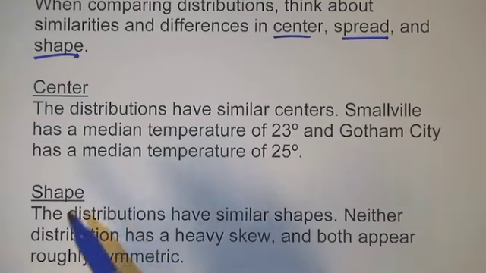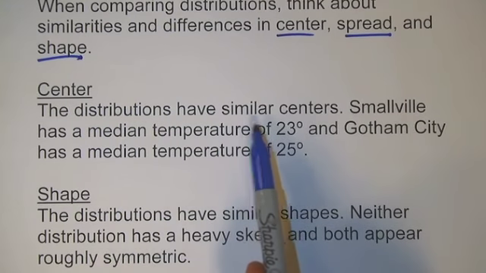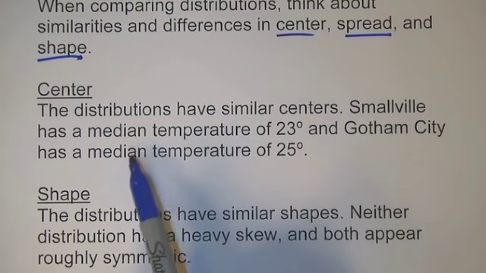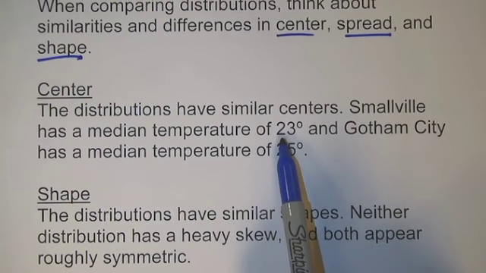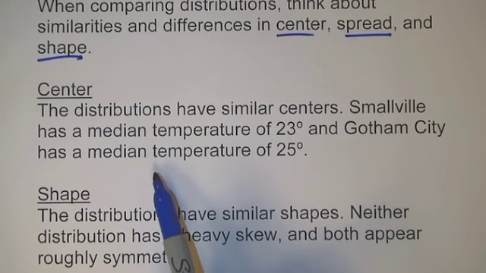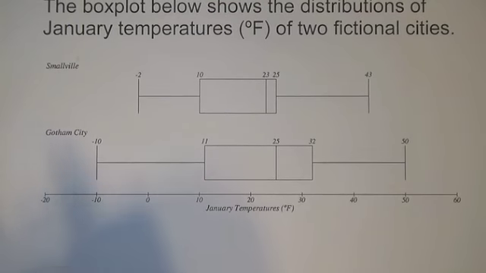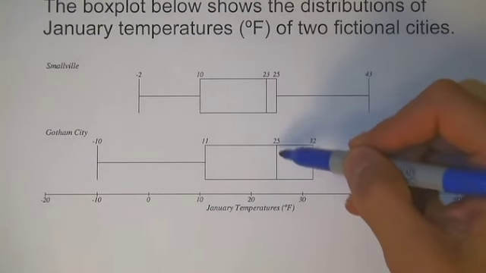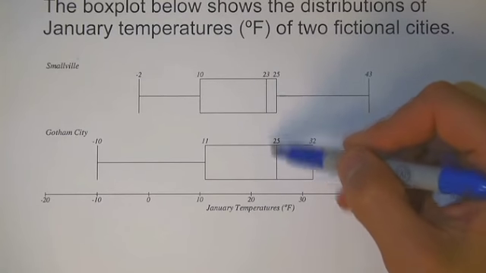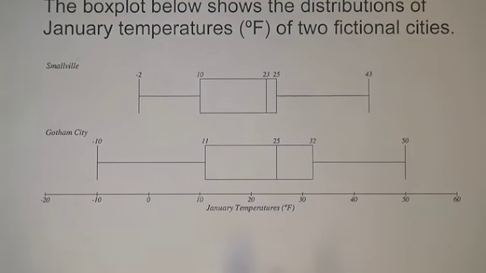Okay, so the center, the distributions have similar centers. Smallville has a median temperature of 23 degrees, and Gotham City has a median temperature of 25 degrees. And we can see they're pretty similar just by looking at those box plots. 23 is here, 25 is here. So the center of the distributions are pretty similar.